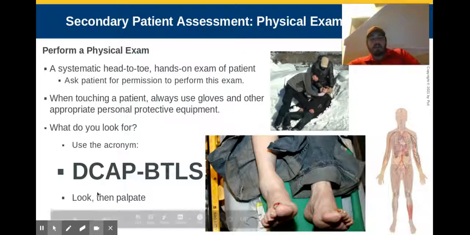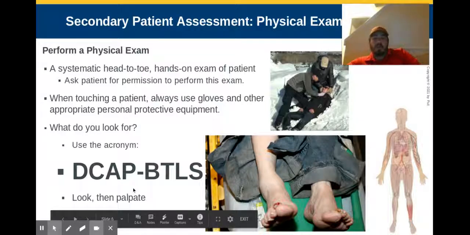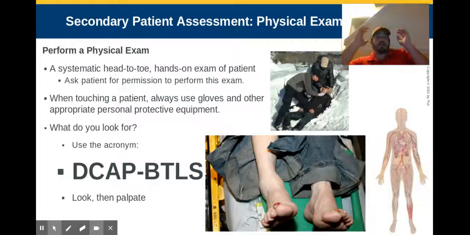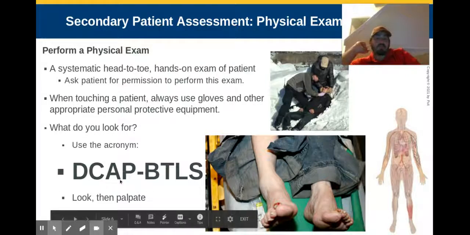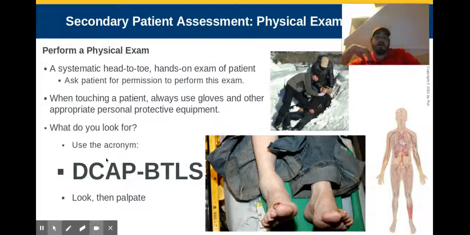All right. And we're going to do two things. We're going to look and then we're going to palpate. If you remember, we talked about palpate with B for breathing, right? In primary assessment, but we're going to feel. So look and then feel. And that doesn't mean just a quick touch, right? You really want to feel everything and see if you feel anything weird, which we'll talk about in class. We'll talk about this acronym DCAP-BTLS here. That's what we're looking for. But you're looking for anything that's not normal or anything that hurts the patient.